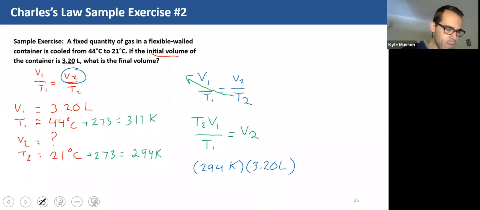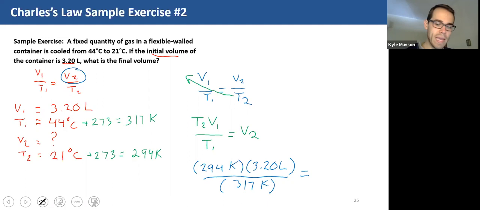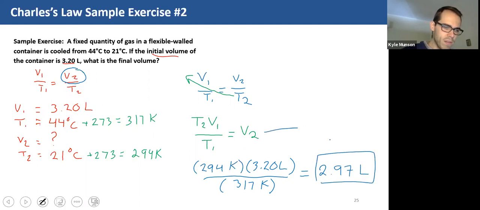So I have my volume, 3.2 liters, divided by 317 Kelvin. Okay, and when I put all that in my calculator, the answer I get is 2.97 liters. Okay, so that is equal to V2. All right. So that's an example of solving for V2.